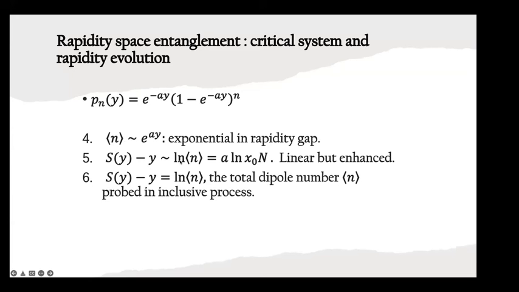rapidity gap, you found that this entanglement entropy is actually equal to A times this log x naught. Therefore, after summation, you'll find that this area law is recovered. But since there is a universal term just equal to y, which is just the rapidity cutoff, you'll find that this upper bound we obtained in the subcritical system, equal to 1, is no longer satisfied. It is enhanced. And furthermore, of course, here we notice that this entanglement entropy, subtracting out a universal piece, equals the log of the average number of dipoles that is probed in the inclusive process.